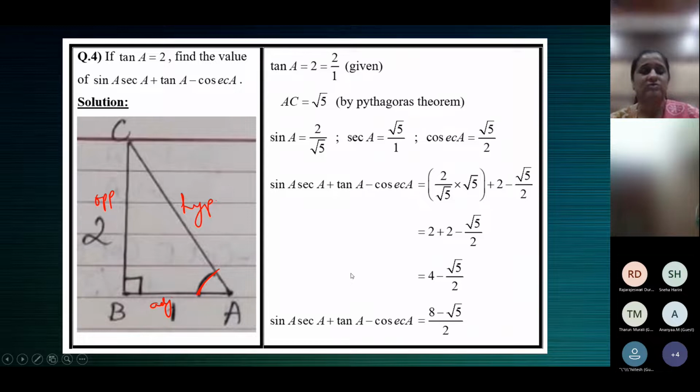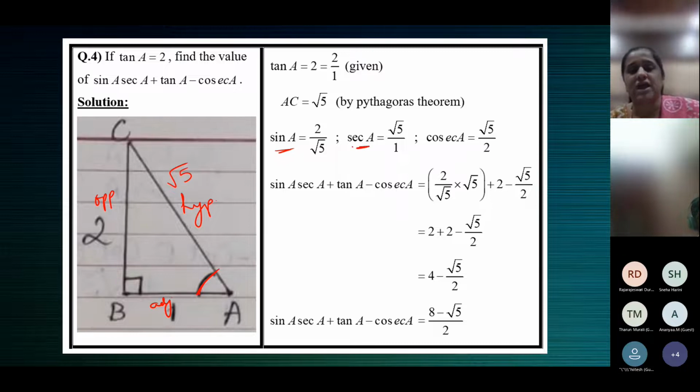So which is the opposite side? BC, by hypotenuse AC. BC by AC. The hypotenuse is root 5, we worked it out using Pythagoras theorem. So sin A is 2 by root 5. Sin A is equal to opposite BC by hypotenuse AC, so 2 by root 5.